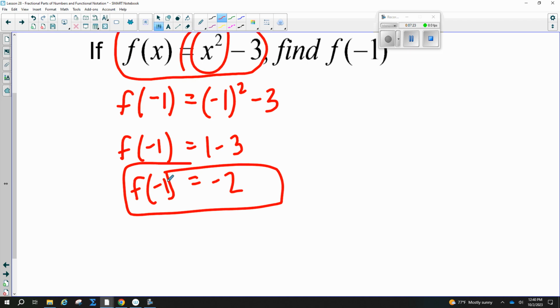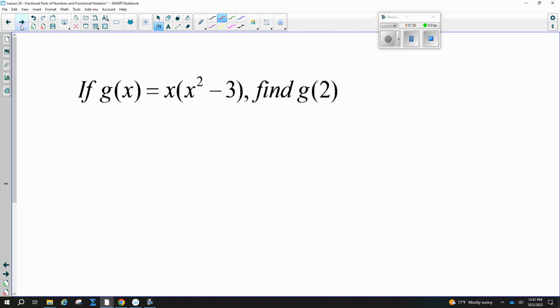It's function notation, so it does not mean f times -1. It's f of -1 is -2. When I plug that in, I get that. Samesies right here. g of x equals x times (x squared minus 3). Find g of 2. So what does this g function equal when I plug in 2?